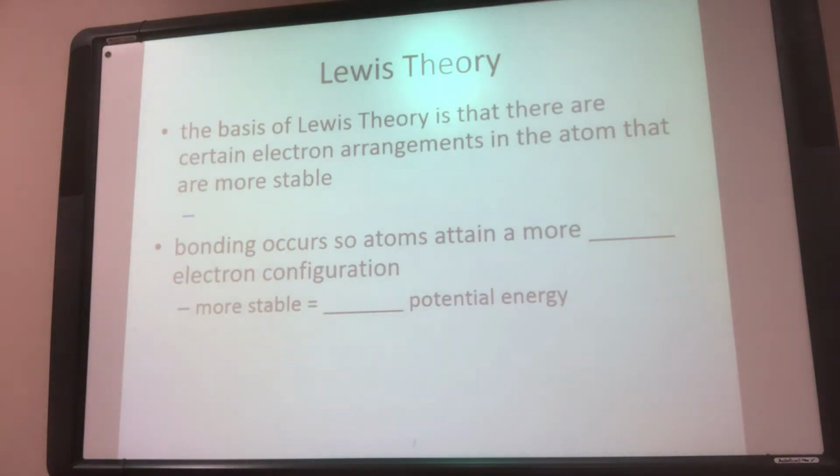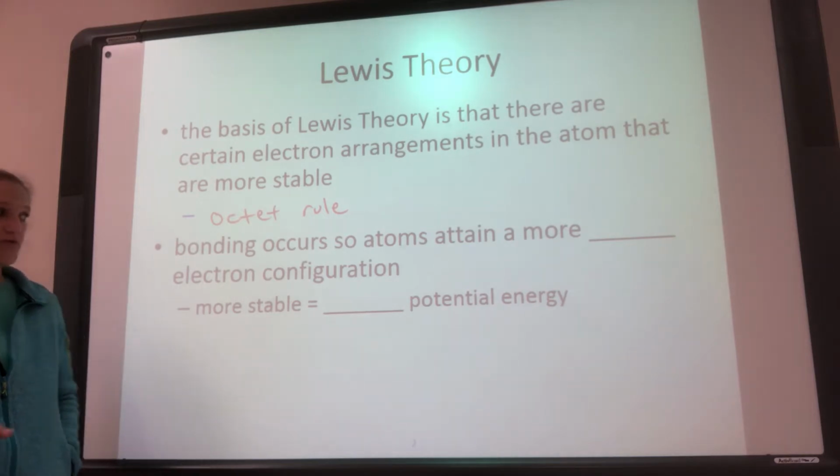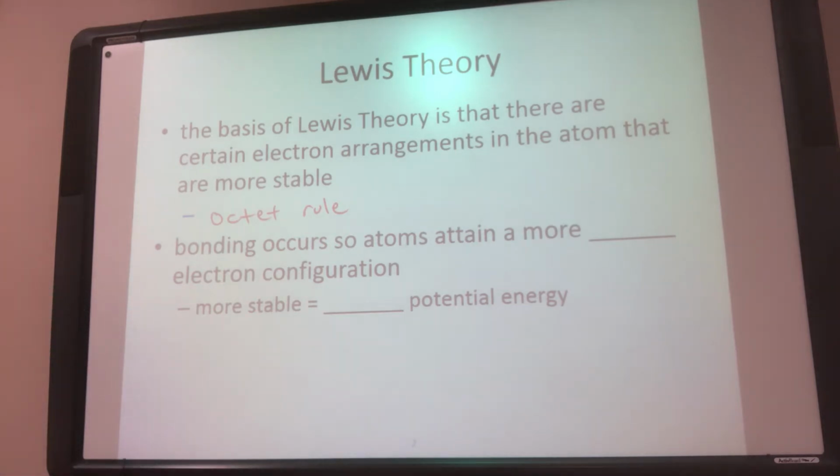To figure this out, the basis of our Lewis dot structure is going to be Lewis theory. Lewis theory says that there are certain electron arrangements in the atom that are more stable, and atoms are going to want to achieve what's called the octet rule. Elements are most stable when they have 8 valence electrons. This goes with our noble gases, which have 8 valence electrons. They're so stable they don't really react. Okay? So bonding occurs so atoms attain a more stable electron configuration.